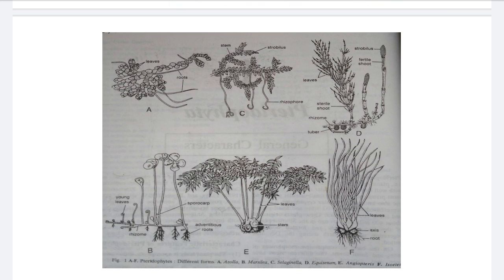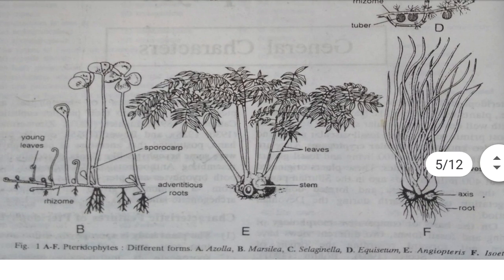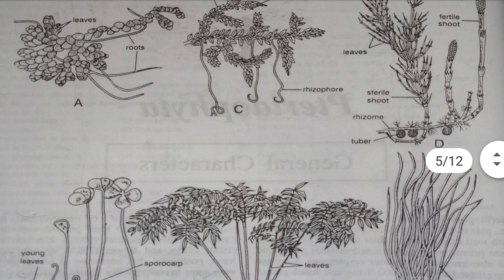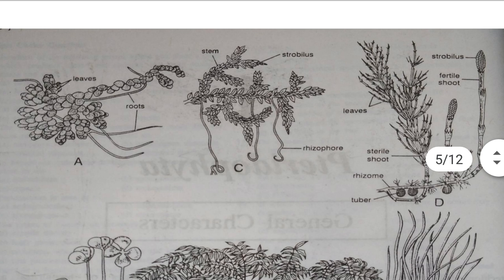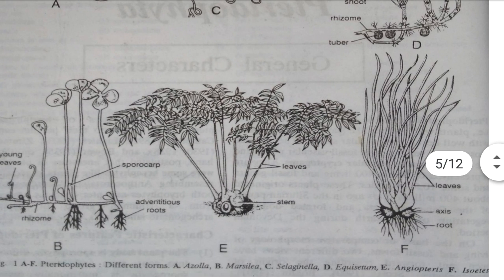Now this is the photograph. This photograph gives us an idea of different types of habit, meaning plant body structure, in the pteridophytes. First, A is the diagram of Azolla. Then B is Marsilea. Then C is Selaginella. Then D is Equisetum. Then E is Angiopteris, and F is Isoetes.